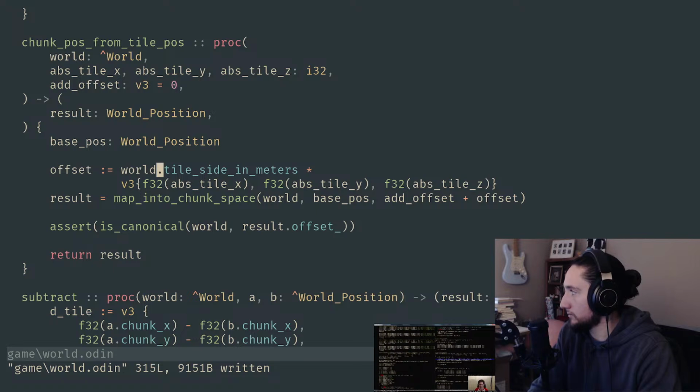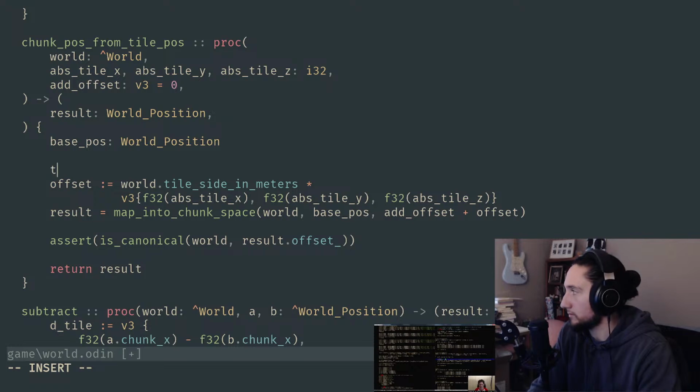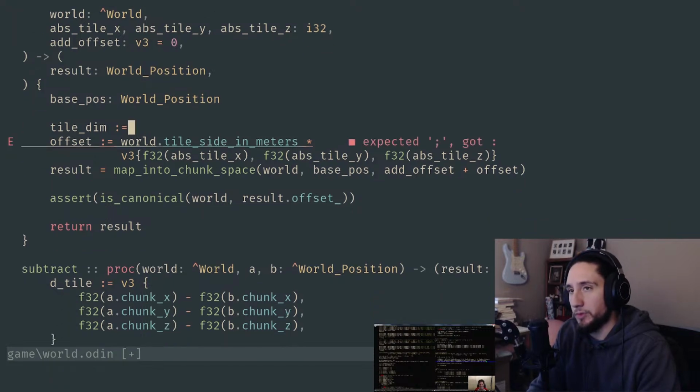But you know what I could do? We could just say this is the tile dimension or something like this, where we say, okay, it's the tile side in meters, and then it's the tile depth in meters. And then this is just a Hadamard product, right? A Hadamard product of our tile dimension times that abs tile XYZ. That'll give us what we actually wanted for the position. Okay, just pause real quick so I can do that.